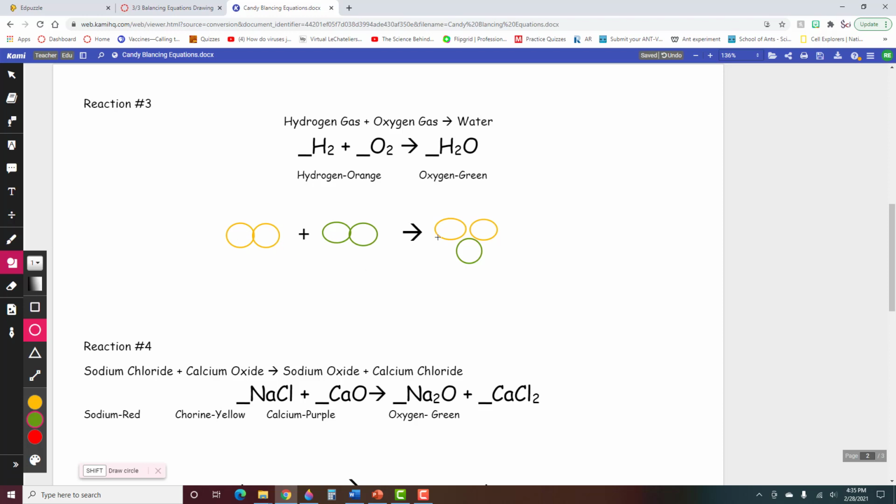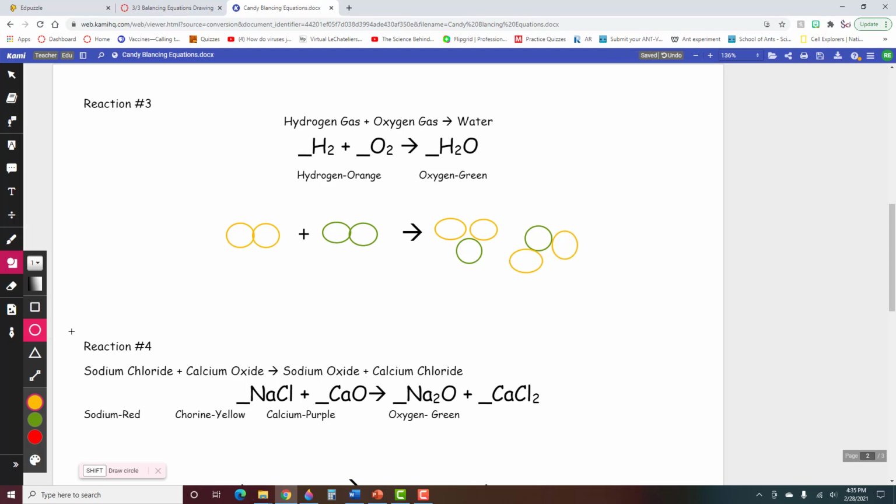Alright, so now I count. I've got two oranges over here, two oranges over here, I have two greens over here, but I only have one green over here. So I need to add another green. But remember, like we said before, you can't just add green. You have to add it with the original molecule that it came with. And so it came with these other oranges attached to it as well. And so it came as a water molecule.